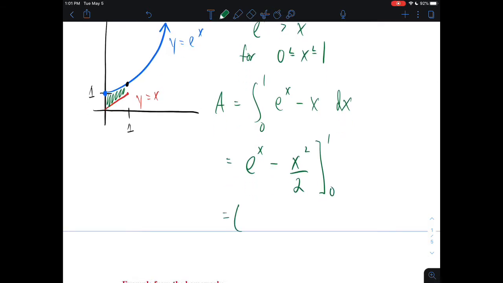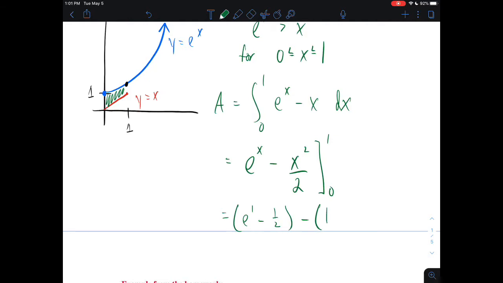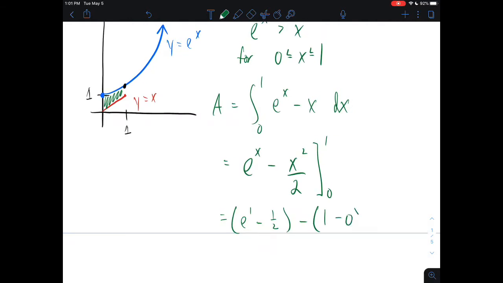So I get e to the 1 minus 1/2, minus e to the 0, which is 1, and then minus 0. And so then I end up with e to the 1, or just e, minus 1/2, and plus 1. So we can say e plus 1/2.